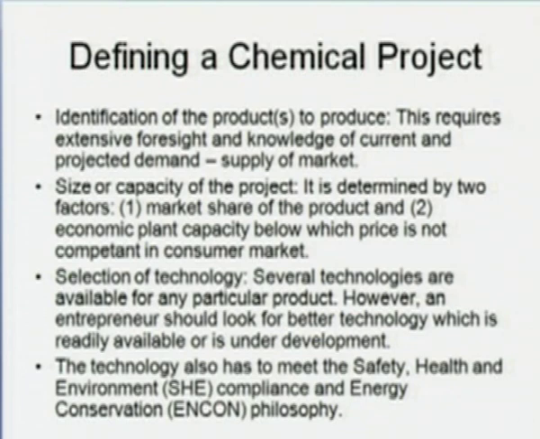Now, what are the questions that come up while defining a chemical project? The first question is what to produce. You have to first identify the product or a series of products. Now, this will require extensive foresight and knowledge of the current as well as projected demand and supply of the market. Remember that it takes some time to build a particular plant, let us say 3 to 5 years. So, when you decide to produce a particular product, you do not have to consider the current demand and supply, but the projected demand and supply after 3 years or 5 years when your plant will be operational.